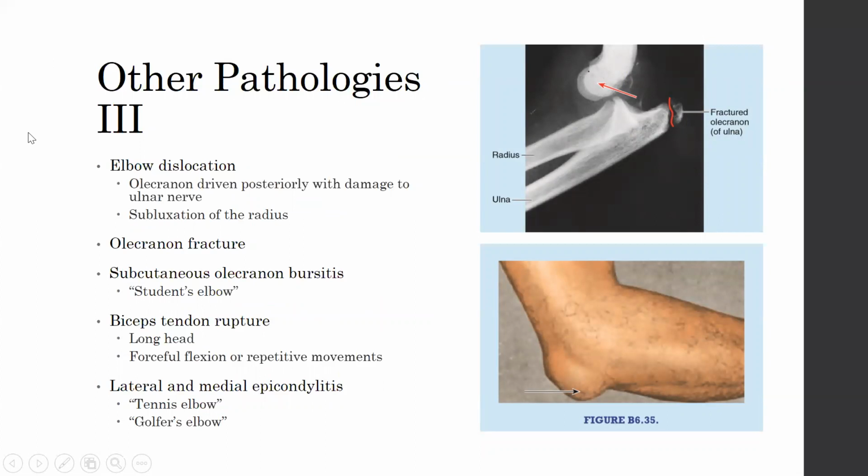More pathologies, elbow dislocation, from driving a flexed elbow really hard into something. You can push your olecranon back. And also subluxation of the radius.